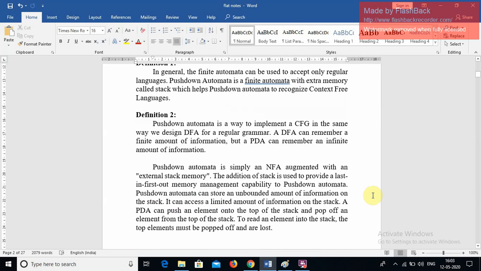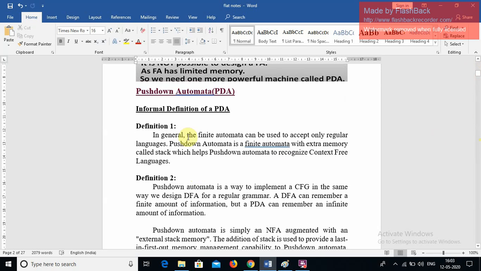Okay, so let's go with some informal definitions of a PDA. A PDA is the same as a finite automata; a finite automata with extra memory is called a pushdown automata. Just as a regular language is meant for finite automata, a context free language is meant for pushdown automata. And in the second definition, we can implement the regular language using an FA or a DFA. In the same way we can implement the CFG using the pushdown automata.